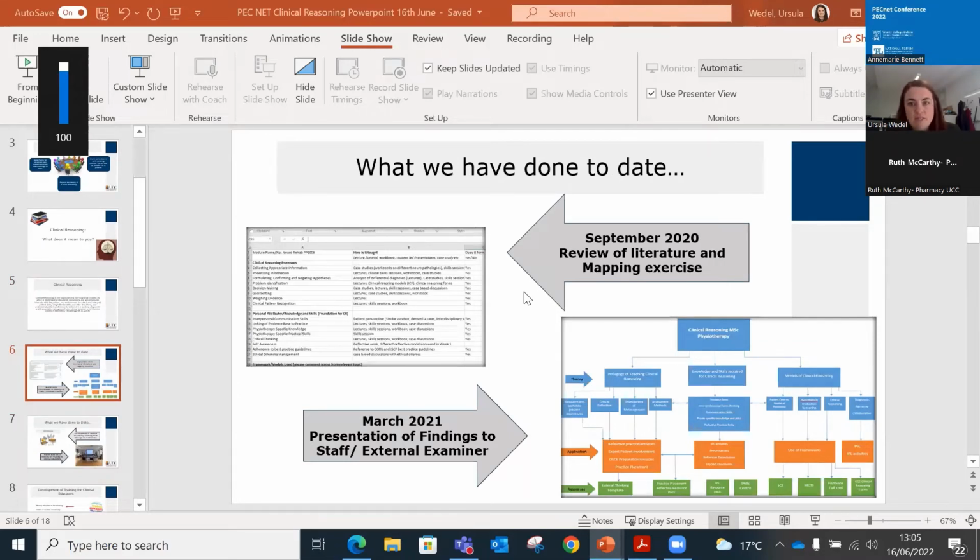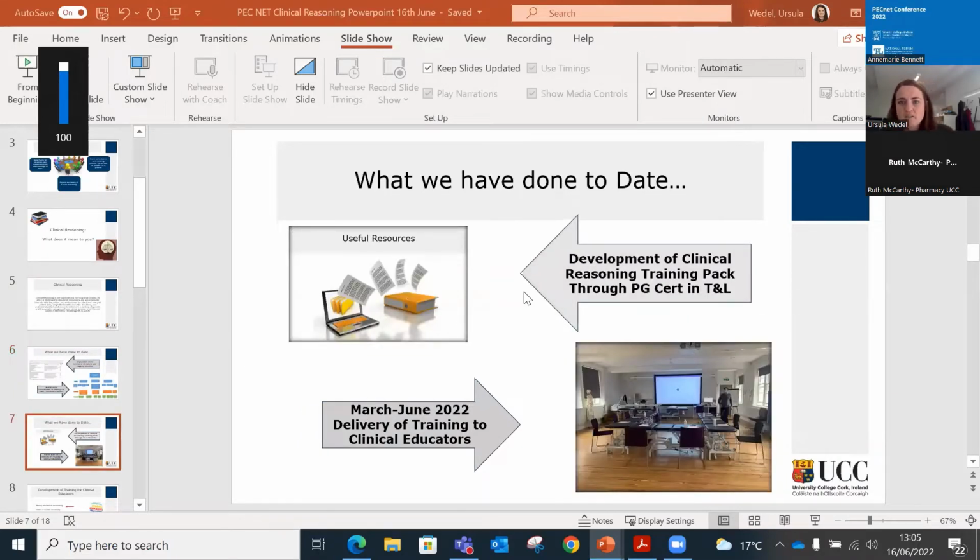So here in UCC back in 2020, we looked at the literature and we attempted to map our curriculum to the theory behind clinical reasoning, and we presented a framework back to our external examiner then in March of 2021. From that and through my participation in a postgraduate cert in teaching and learning, we developed a clinical reasoning training pack. And we've delivered this from March to June, and we're currently gathering some data on that, but we did it both in-house and across a number of training sites.